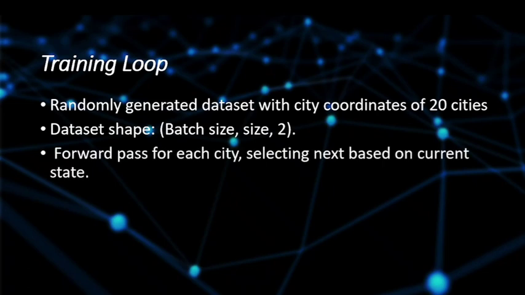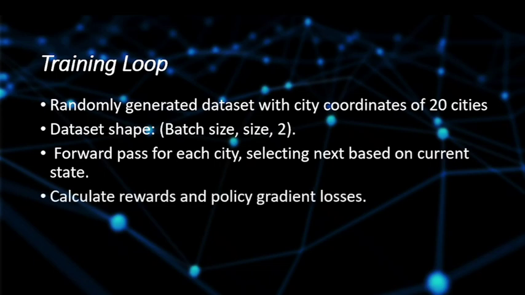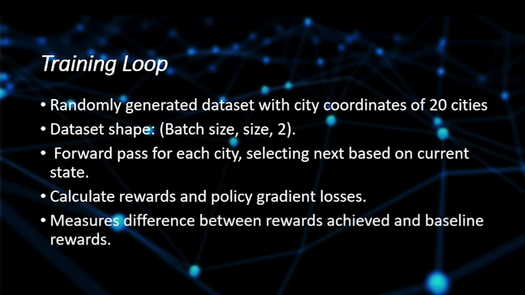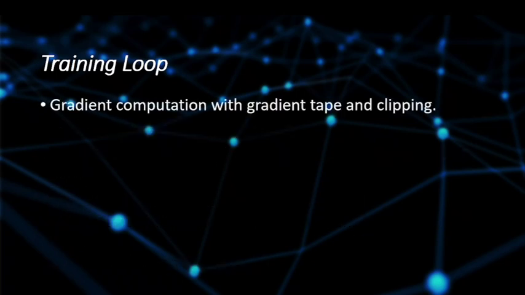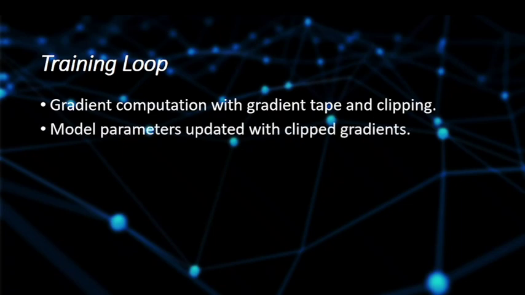The GPN forward pass is done for each city, selecting the next city to visit depending on the current city. Then the reward and policy gradient losses are calculated, which is part of the decision making process. The difference between achieved reward and a baseline reward is measured and is used to guide the GPN's learning process. To avoid unfavorable gradient exposure, gradients are computed with the help of the gradient tape and then clipped. With an optimizer, the model's parameters are updated using the clipped gradient.